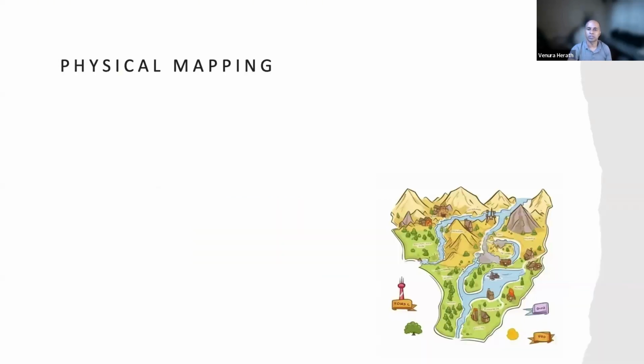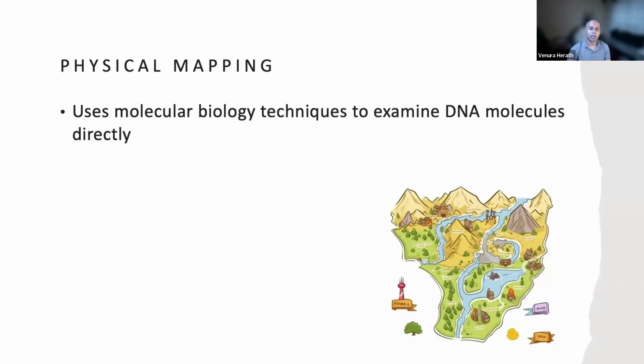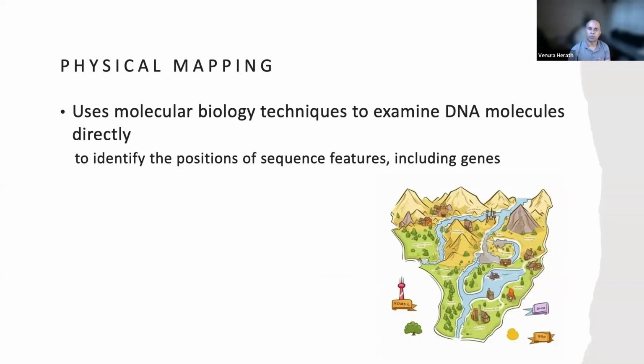So the first approach, as I mentioned earlier, is genetic mapping, and the alternative approach is physical mapping. What is the difference between genetic mapping and physical mapping? As the name implies, in physical mapping we use molecular biology techniques to examine DNA molecules directly. Doing that, we can identify the positions and specific sequence features, including the genes. So this is a newer approach compared to genetic mapping.